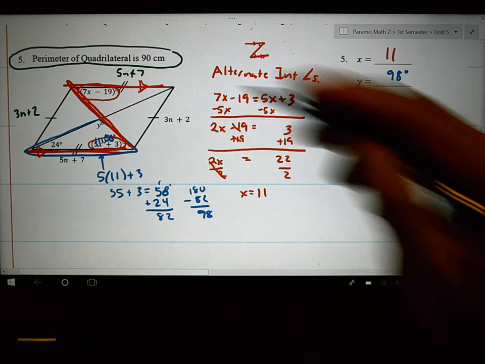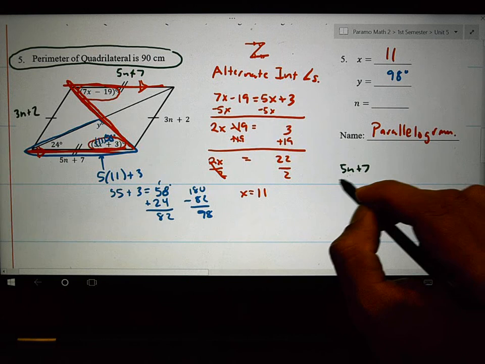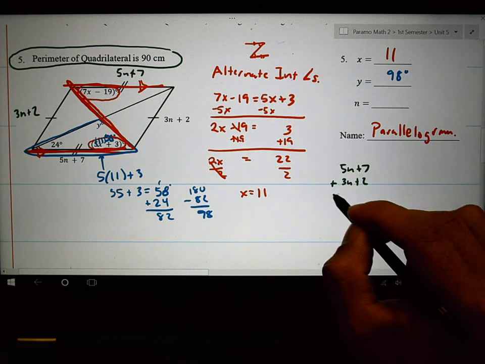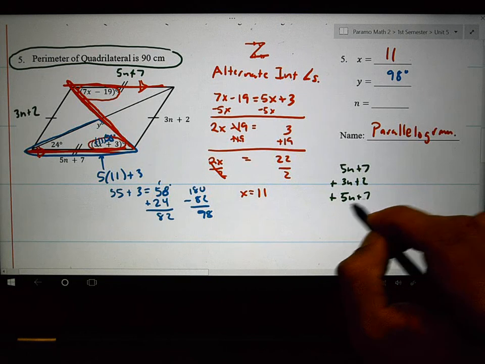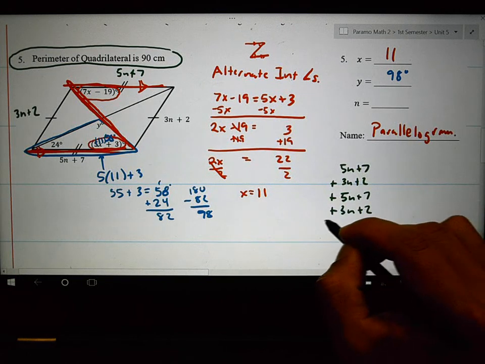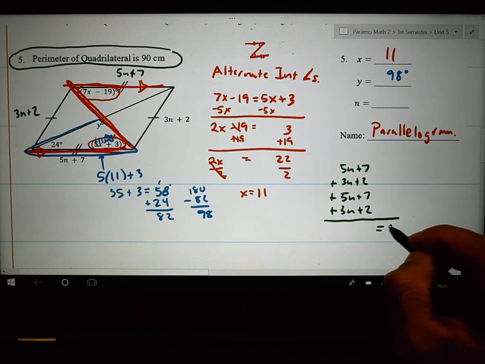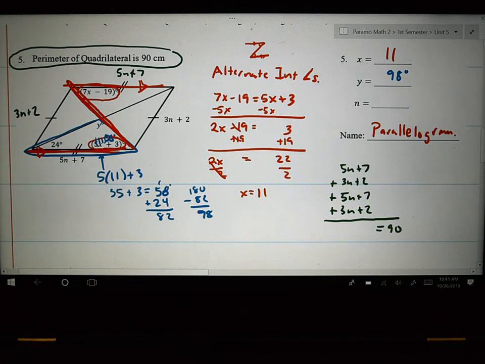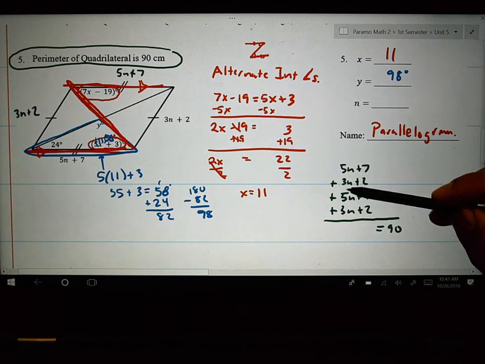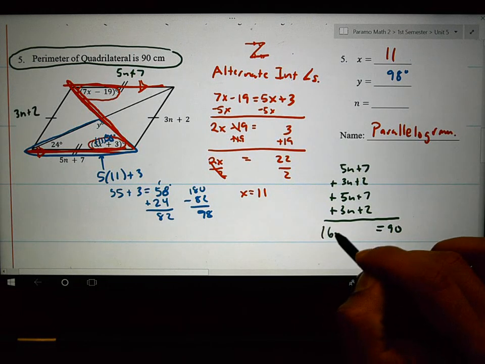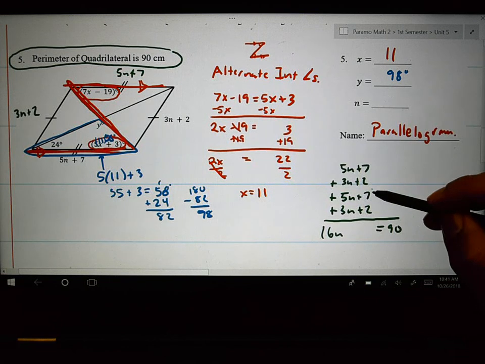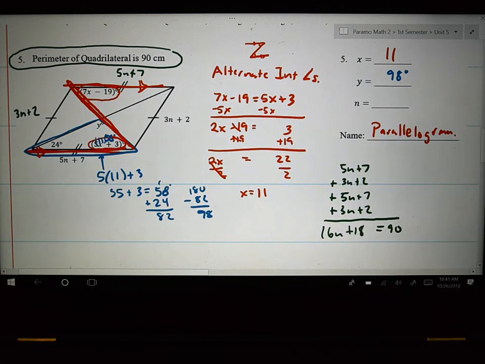Let's do that. 5n plus 7, I'm going to put it right here, plus the 3n plus 2, plus the 5n plus 7, plus the 3n plus 2 should equal a perimeter of 90 centimeters. So I'm going to work that out. 16n, 9 plus 9 is 18, equals 90. I'm going to subtract 18. 16n is equal to 90 minus 18, which is 72.